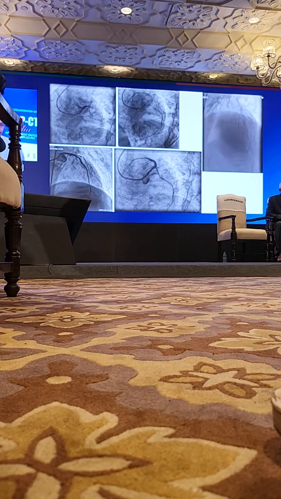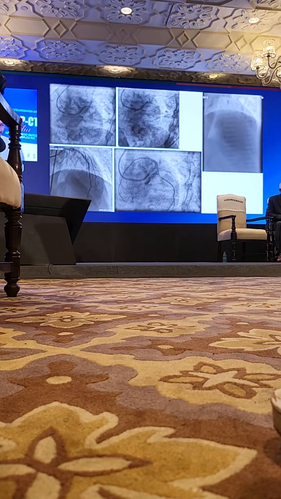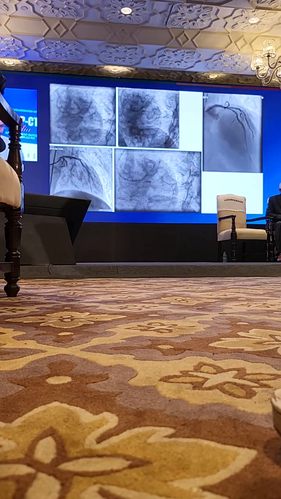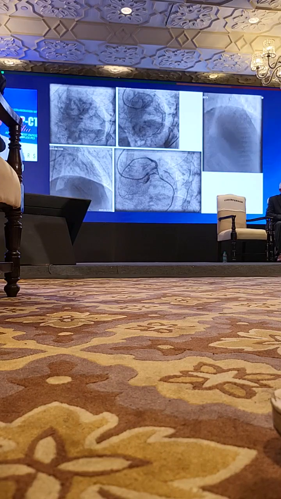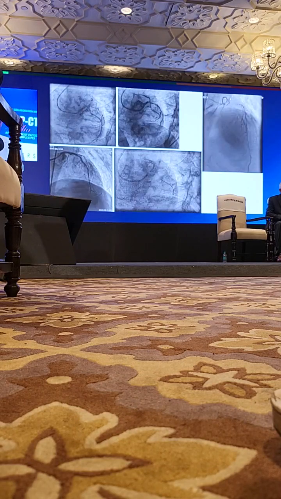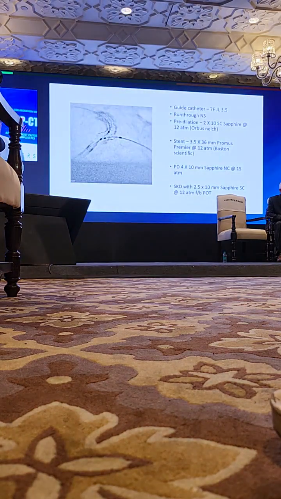So what I did, I wired it, I did pre-dilatation, and this was after pre-dilatation. Then I stented from LM to LAD. And this was the final result. There was, I don't know what happened here. This plaque was very tight actually, but it was still flowing, and I didn't want to do more intervention. So I shifted him back from the cath lab.